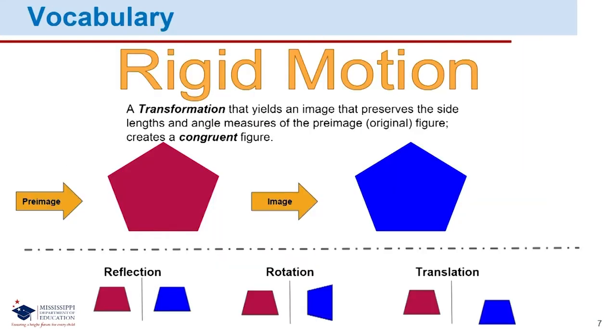Let's start with a rigid motion. What is a rigid motion? A rigid motion is a transformation that yields an image that preserves the side lengths and angle measures of the pre-image, and a pre-image again is the original figure. And from that transformation, you create a congruent figure, and we'll talk about what congruent means in just a minute.